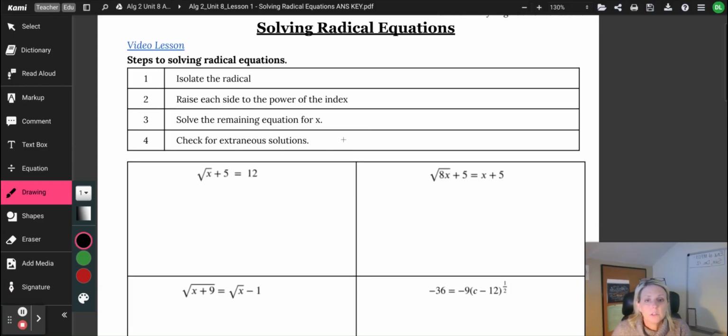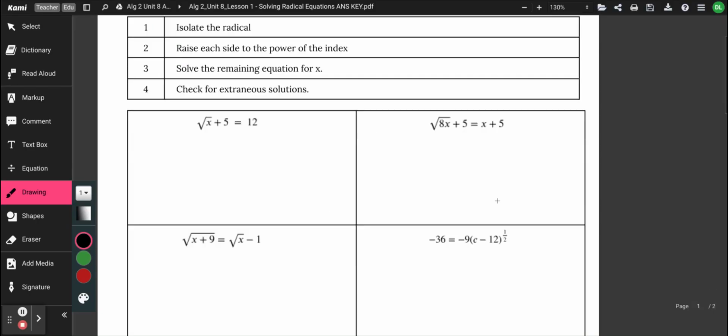When we find our solution, don't forget we have to check for extraneous solutions because we're dealing with square roots. We can't do the square root of a negative, so we just need to double check and make sure our answers work. So let's look at some examples.